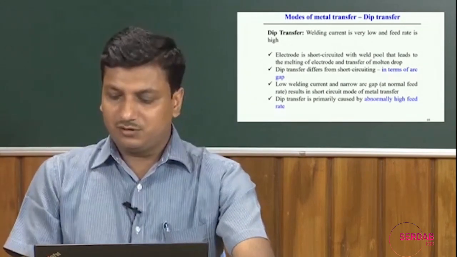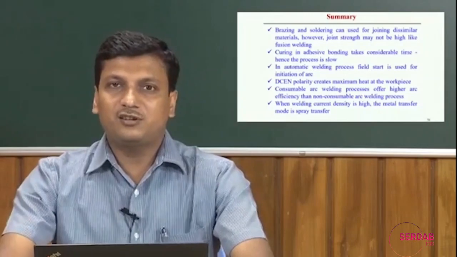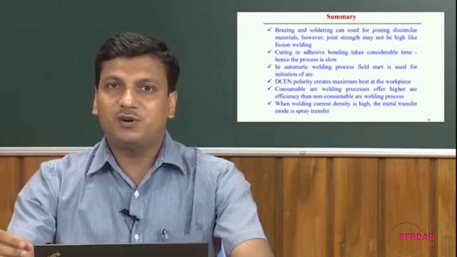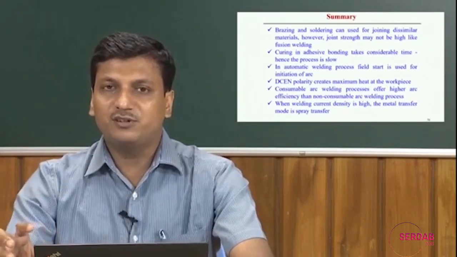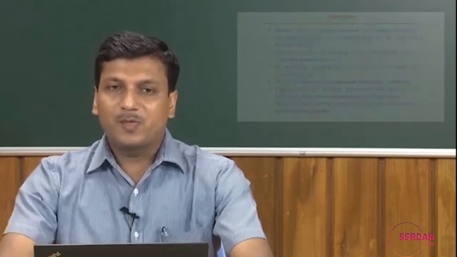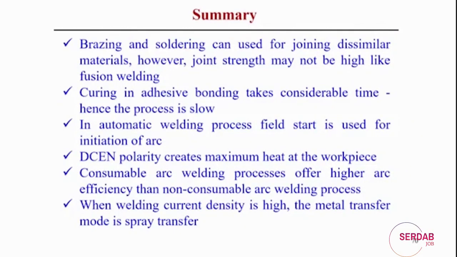So, in this way I will conclude this module, or this chapter. First, we discussed the different brazing and soldering processes, the basic mechanism of these processes, and their general applicability. But the significant point related to brazing and soldering is that normally we can use these processes for joining dissimilar materials.